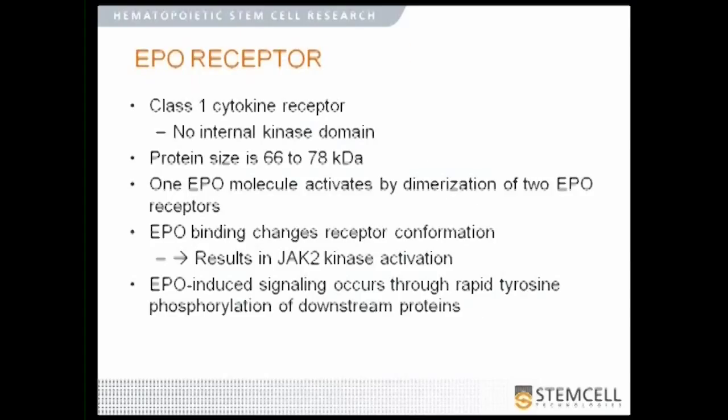If we look specifically at the receptor for EPO, we find that it belongs to the Class 1 cytokine receptor superfamily, and the EPO receptor is expressed as a protein that ranges from 66 to 78 kilodaltons when analyzed by SDS-PAGE. One molecule of EPO activates erythroid cells by binding to 2 EPO receptors, thereby resulting in the dimerization of the EPO receptor. EPO binding to EPO receptor changes the conformation of the receptor, resulting in activation of the associated internal kinase, the JAK2 kinase. This then leads to EPO-induced intracellular signaling, which occurs through rapid tyrosine phosphorylation of several downstream proteins.